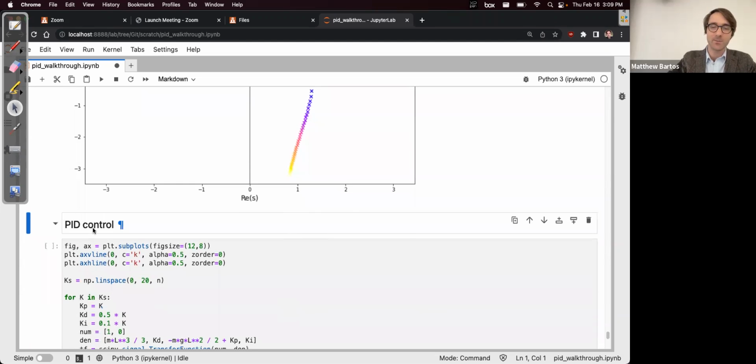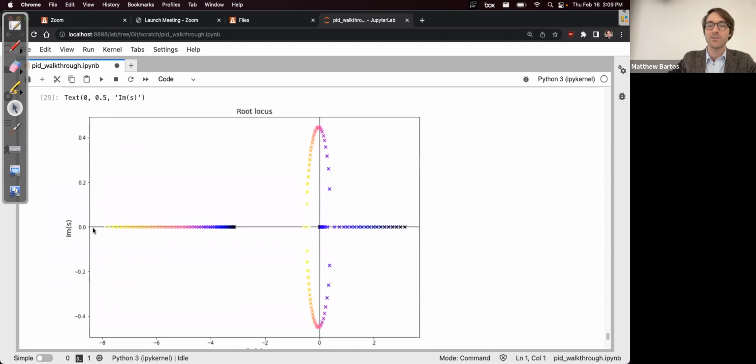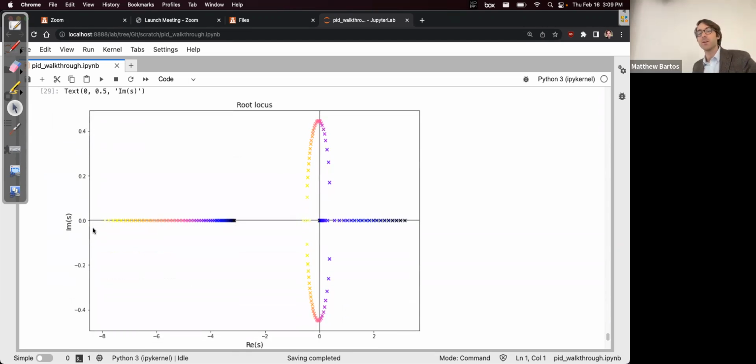And finally, here's what the root locus looks like for PID control. I got this interesting pattern here where your poles are moving in these circle patterns. So this is one way to analyze how your system is going to behave as you increase or decrease these gains. And a lot of the art of control comes from trying to figure out how to place the gains for each of these terms, specifically for PID control.